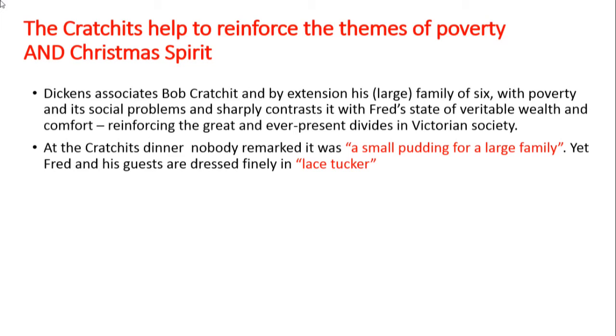What I really love about the Cratchit family scene in the extract that you should have read for lesson 8 is that at the Cratchit family dinner, nobody remarked that it was a small pudding for a large family. The Cratchits are so grateful, so perfectly content with their mother's efforts that none of them would dare remark that it was such a small pudding for such a large family, right? Eight people, six kids and two parents. They would get the smallest of slices.